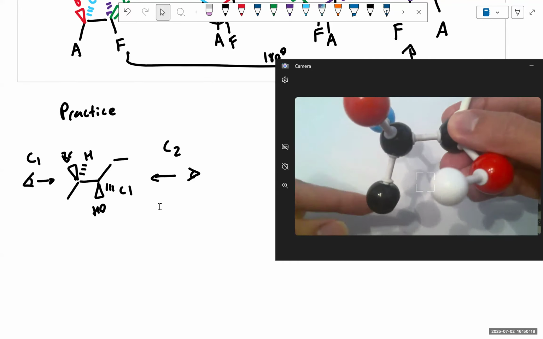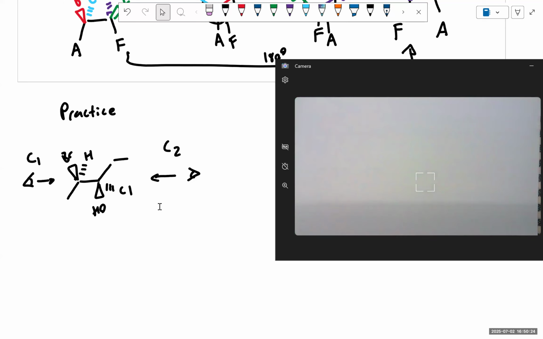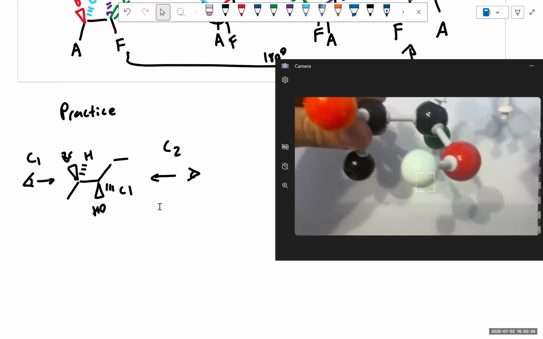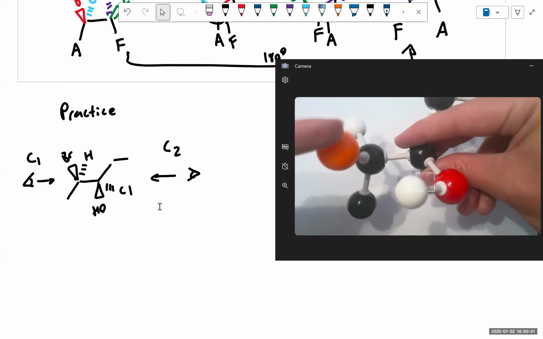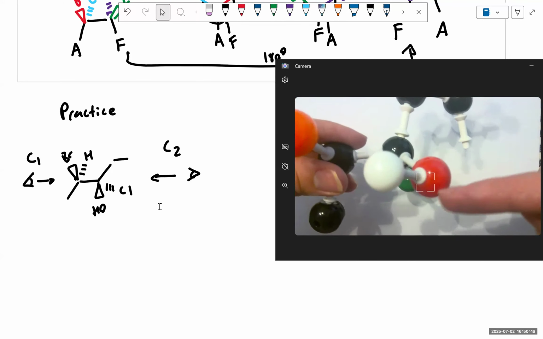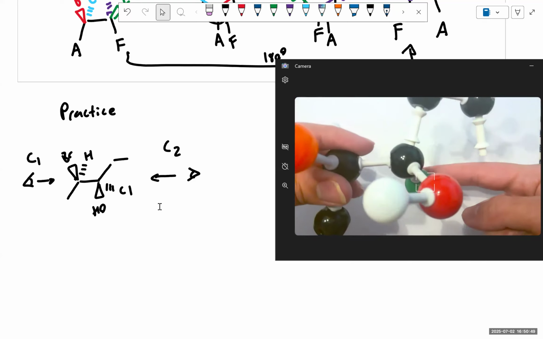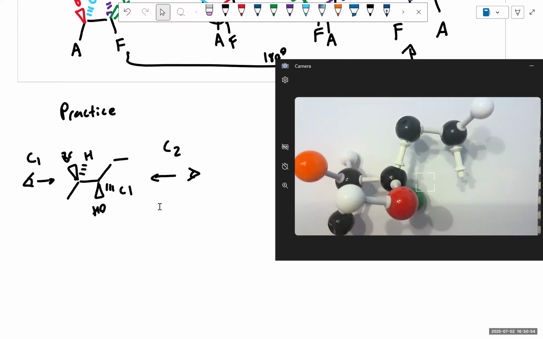Now my methyl group should be pointing down, and I need a bromine and a hydrogen. So I'm going to use an orange atom for bromine and a white atom for hydrogen. You should have all of these in your model kit. Okay, so here we go. Let's just check that I did everything properly. Towards us, the methyl group is pointing down, the hydrogen is dashed pointing away from us. The alcohol is wedged pointing towards us, the chlorine is dashed pointing away from us, and the ethyl group is in the plane of the page.